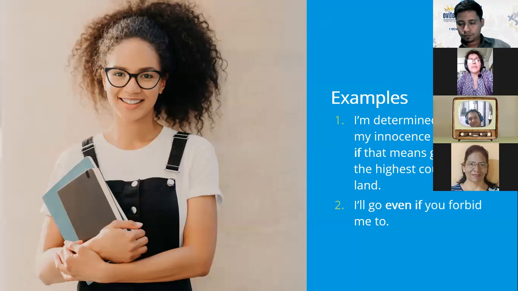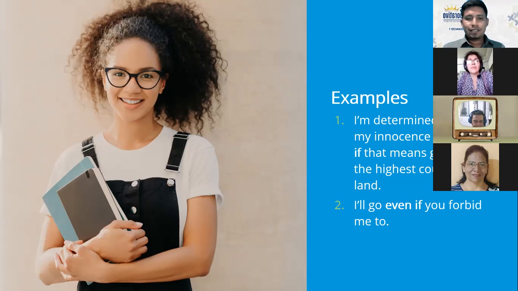For this example, we can also say, I will go even if you forbid me to, okay? Even if you don't allow me to go to a specific place, I will go there, no matter what happens. That's the use of even if. And here we have two sentences. If you notice, we have joined two sentences to match them in a clause.